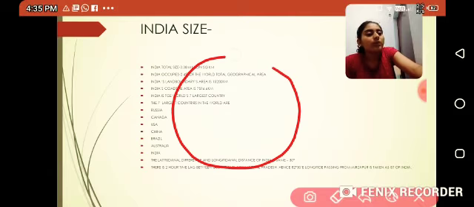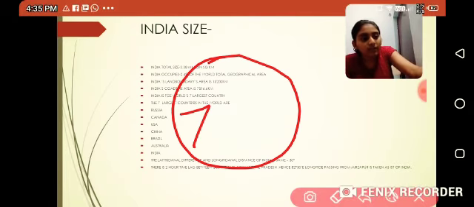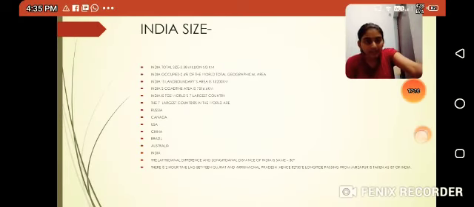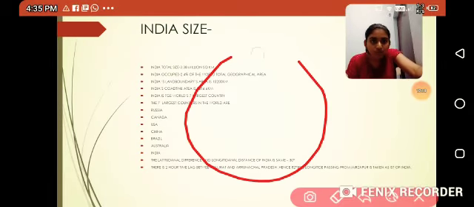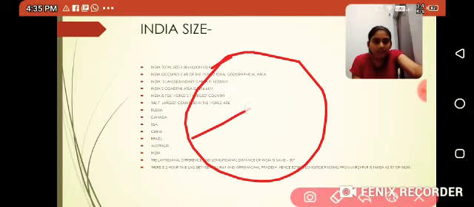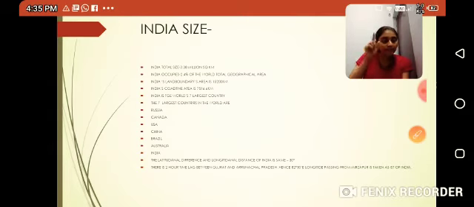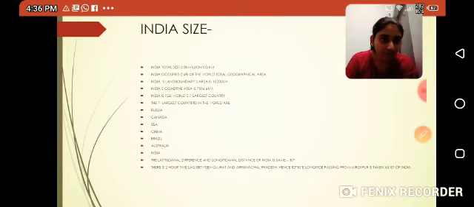So this is the world. This portion of the land is occupied by India. So this is the total earth, and this part of the earth is taken up by India. This part is 2.4%. So India is accountable for 2.4% of the world's total geographical area.